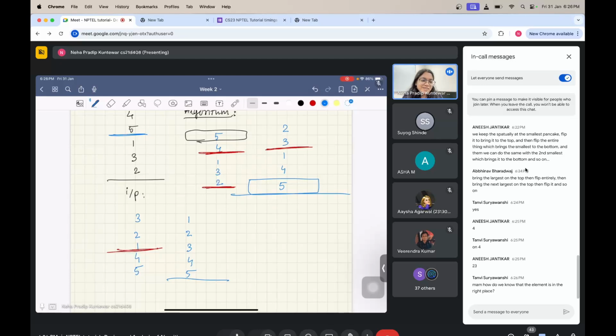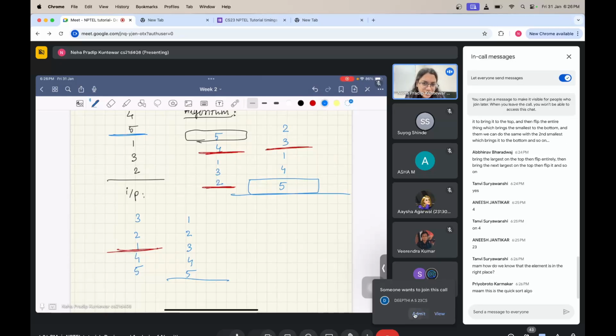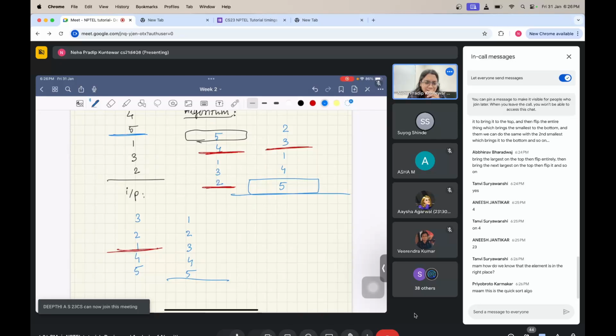Yeah, so how do we know that the element is at its, I didn't understand. What do you mean by how do we know the element is at its right place? I mean, because we are checking for the next biggest, right? Yeah, so it automatically takes care of its place. If we place it on the next largest, so the above one should be the next largest one. That takes care of the place.